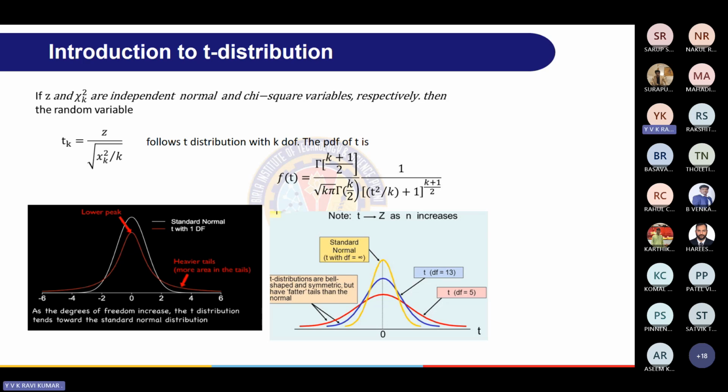So another distribution is the T distribution. Any observation here? The graph is given here. The graph is this.